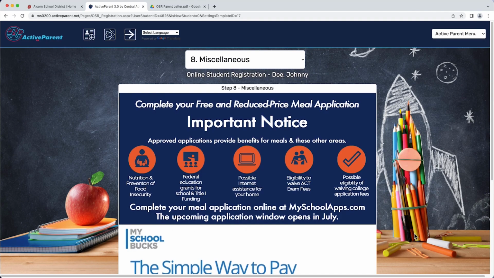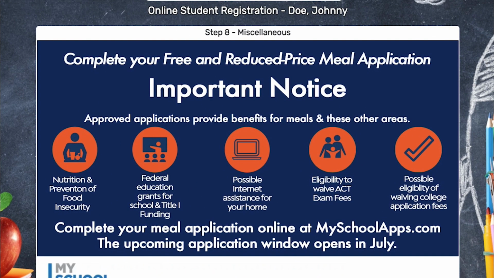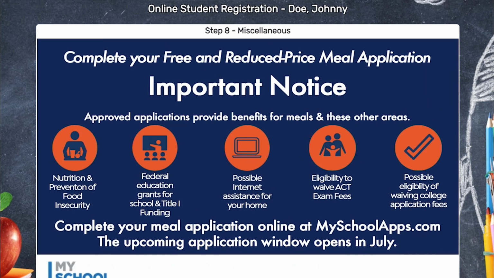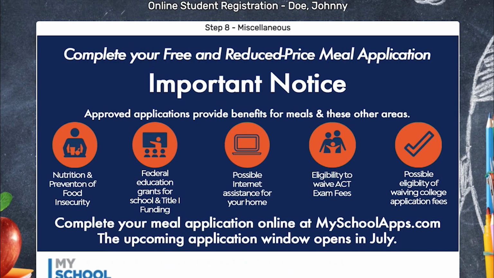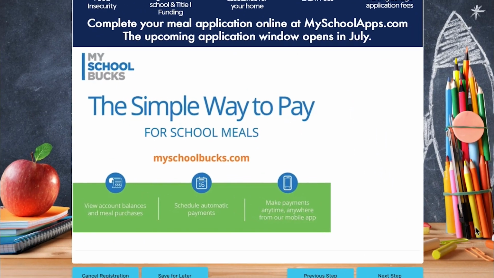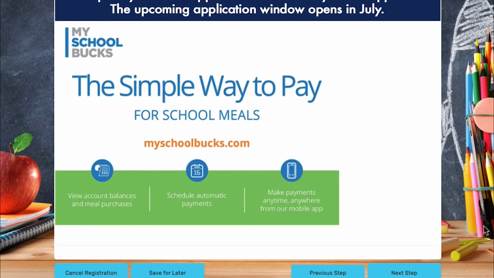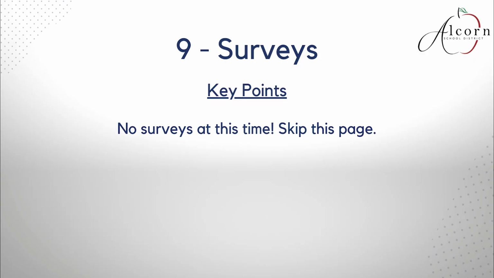The next page just reminds you about the importance of putting in an application for free and reduced meals. This application is available during the school year and July 1st for the upcoming school year. You can complete a free and reduced application on myschoolapps.com. Parents also have the ability to pay for meals online using the MySchoolBucks platform. The platform allows you to use your debit card to load funds for meals on your student's account. After reviewing the information, click Next Step.